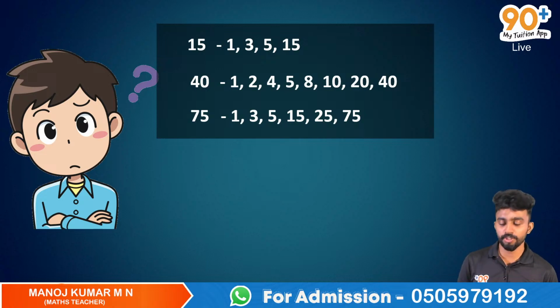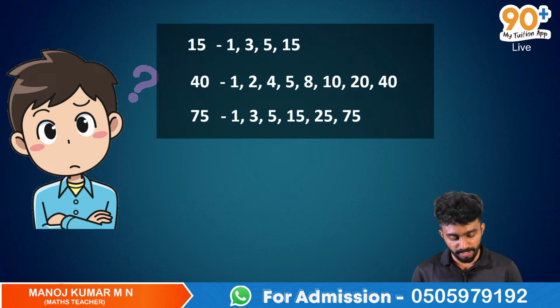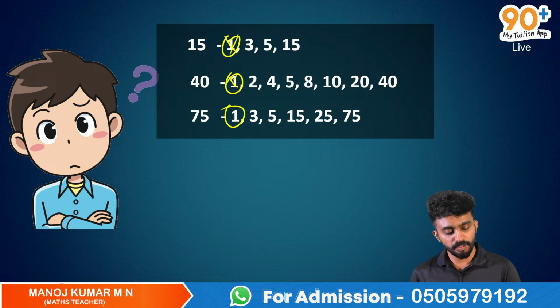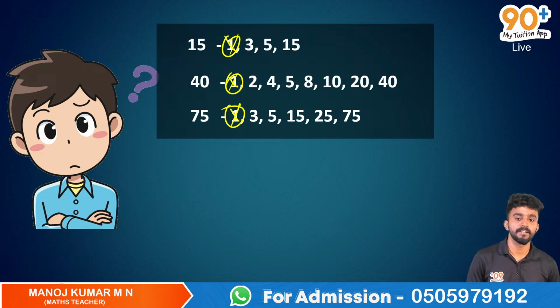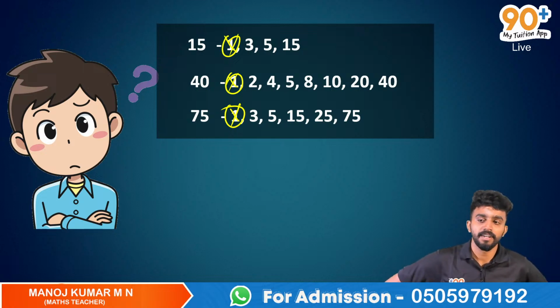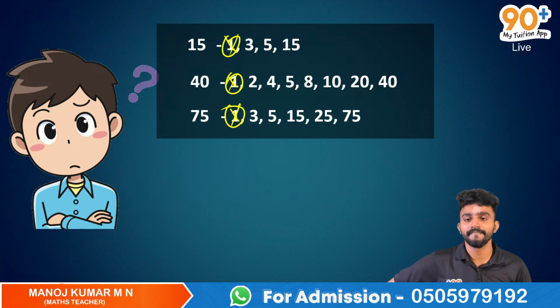Which number is the lowest common multiple? Guys, don't say the number 1. Number 1 we'll ignore in all the cases. Okay? And which number is the lowest common multiple? Aditya is like 3 and 5. Aditya, only one number you can choose.